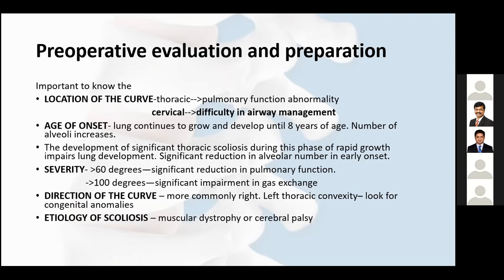So the etiology of scoliosis is also important, as when it is associated with neuromuscular disorders like muscular dystrophy or cerebral palsy, the patient will have more compromised pulmonary function. Also it is important to educate the patient and the attender about the need for post-op ventilation. And also there are studies that in patients with neuromuscular disorders, there is increased bleeding during the procedure.